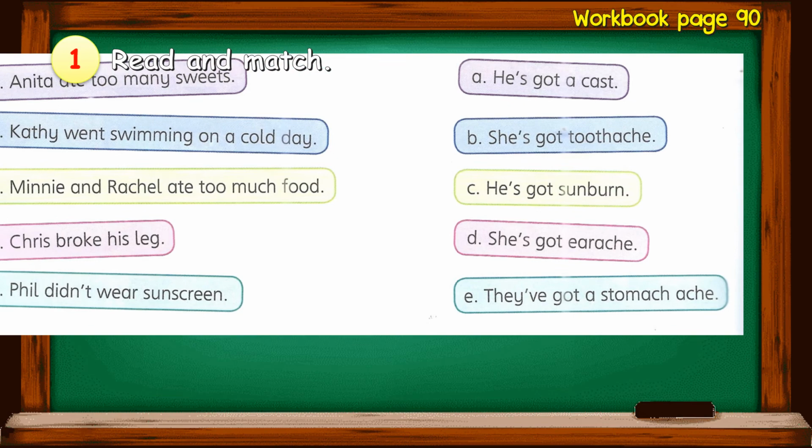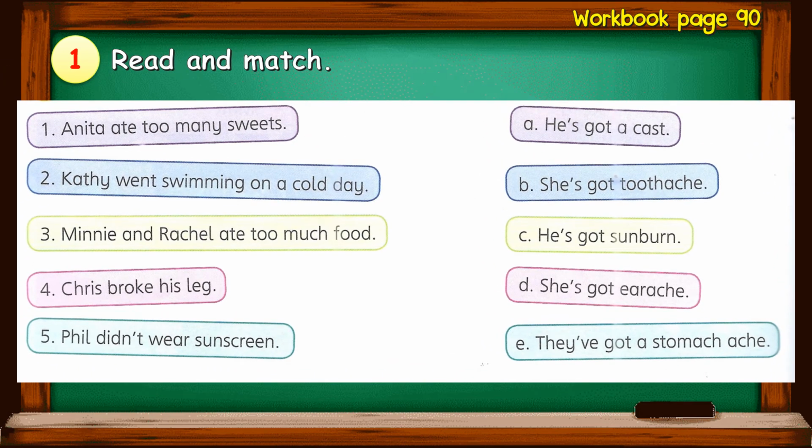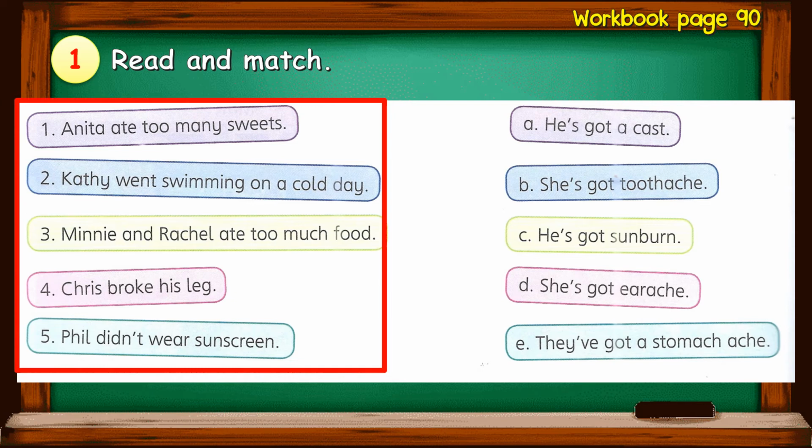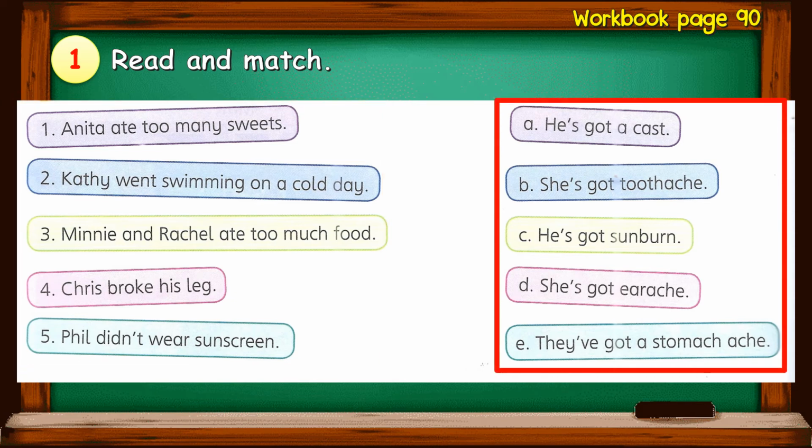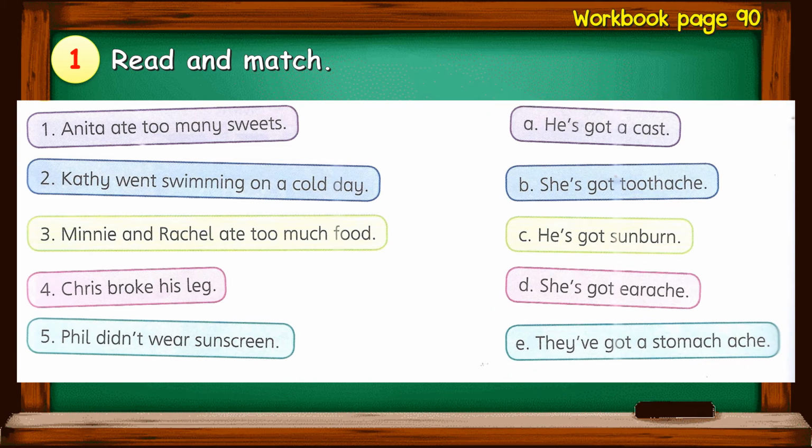Workbook page 90. Number 1. Read and match. So, on the left side, you have 5 sentences. And on the right side, you have another 5. Let's look at number 1. Anita ate too many sweets. Sweets are candies, yeah? So, if you eat too much sweets, what would happen to you?